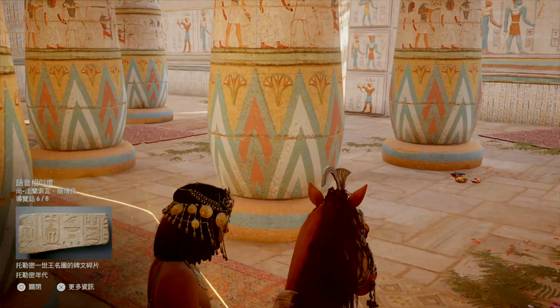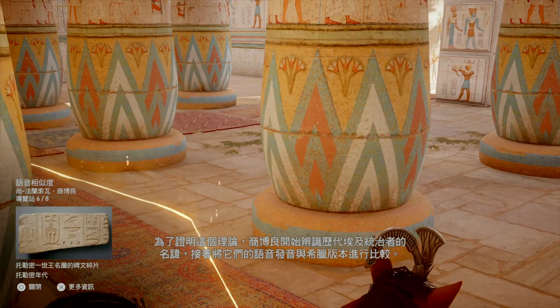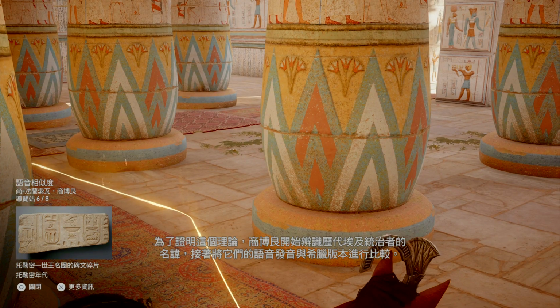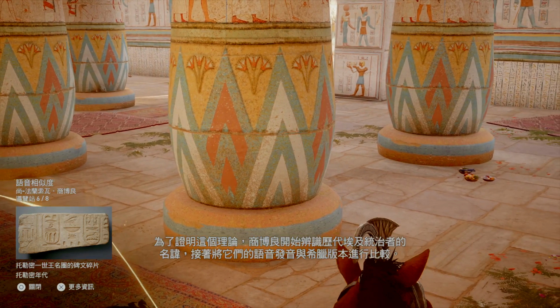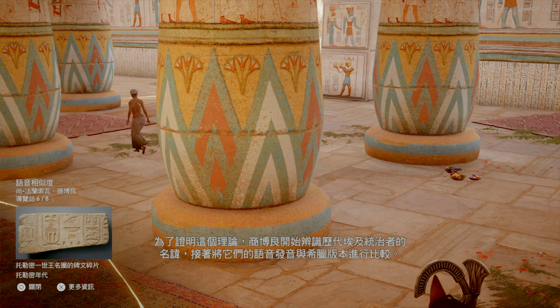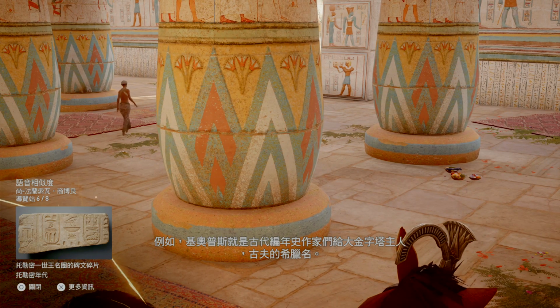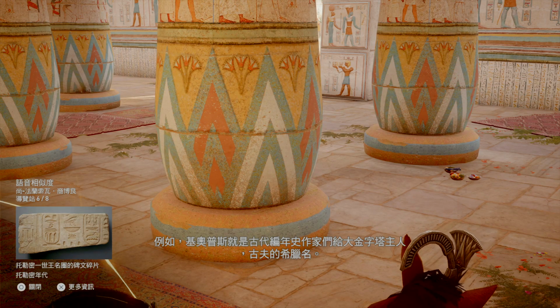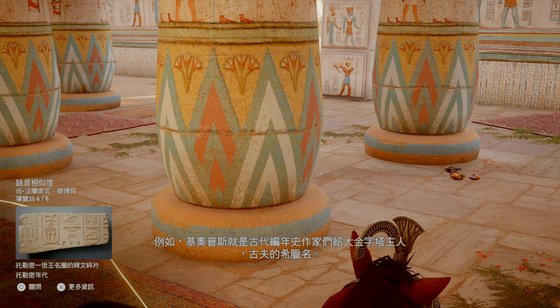To prove this theory, Champollion began identifying Egyptian rulers' names and then compared their phonetic pronunciation to the Greek version. For example, Cheops had been the Greek name given by ancient chroniclers to the owner of the Great Pyramid, Khufu.